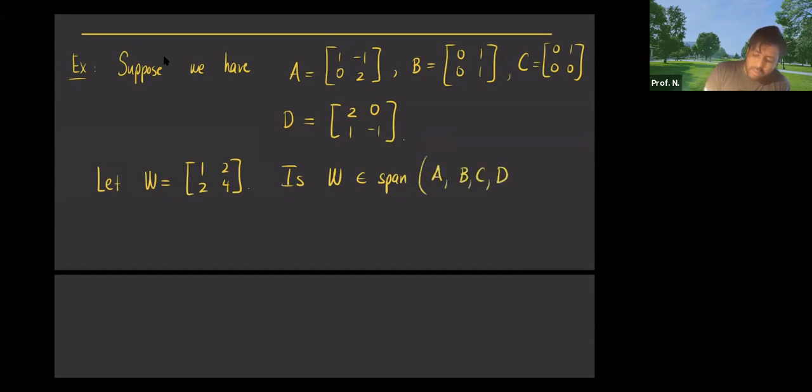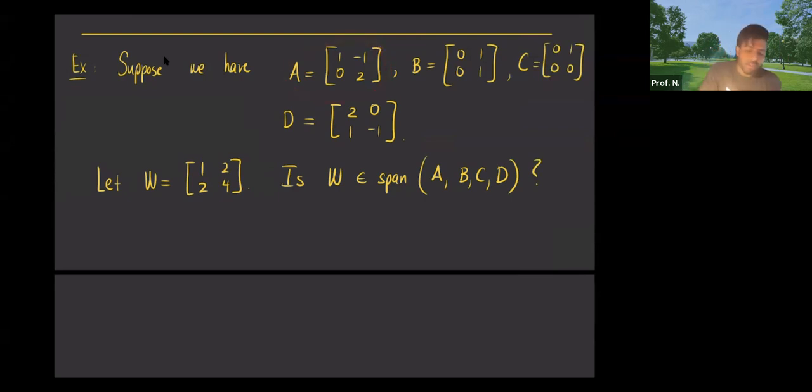And I have another vector. Let's call this W. Let W be the matrix 1, 2, 2, 4. The question is, is W in the span of A, B, C, D? That's going to be now the typical question. And you see here, I'm using vectors, quote unquote, because these are matrices, but they're part of a vector space.